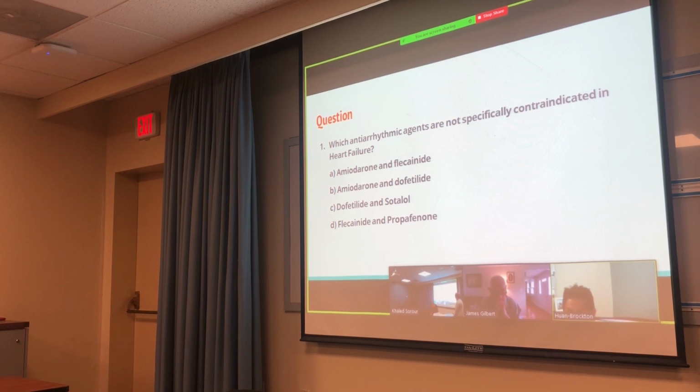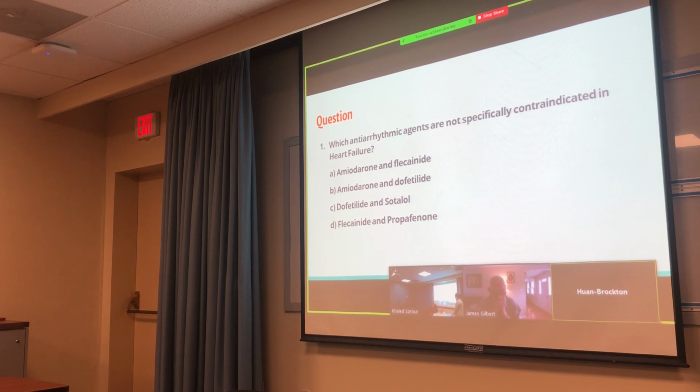All right, so the question is, which antiarrhythmic agents are not specifically contraindicated in heart failure? So is it A, amiodarone and flecainide, B, amiodarone and dofetilide, C, dofetilide and sotalol, or D, flecainide and propafenone? This is the question.